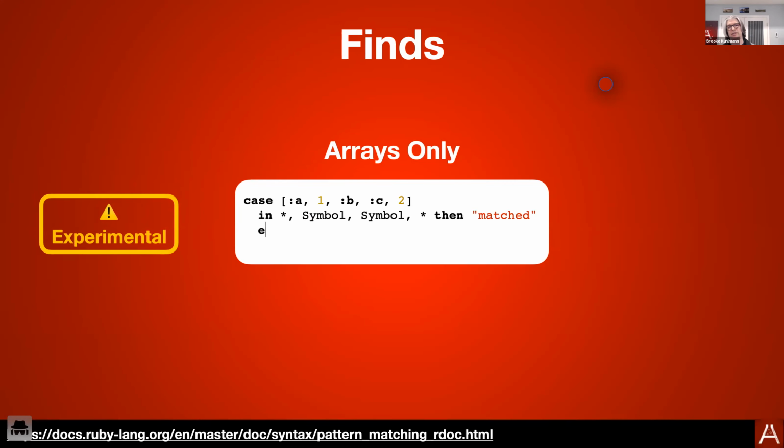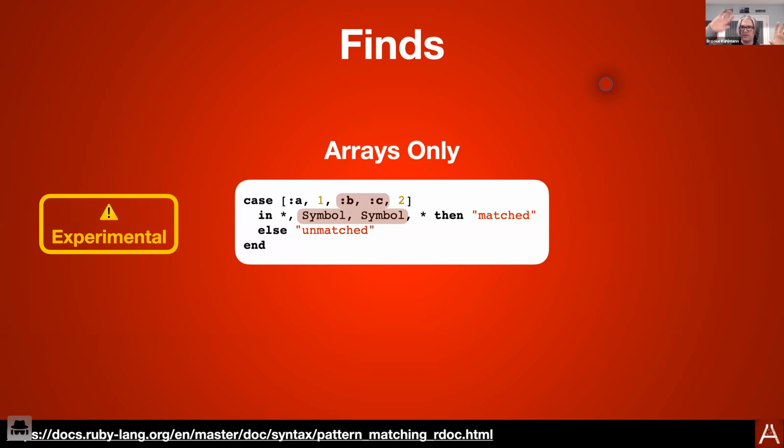Now, moving on to finds, there's some cool stuff that we can do with arrays only that is not possible with hashes, and that is that we can find within an array. The way that we do that is with splats, or stars. What we're matching against here is just 2 symbols inside this array, but we don't care what's on the front of the array and what's on the back of the array, which comes back as a match, which is really, really nice.